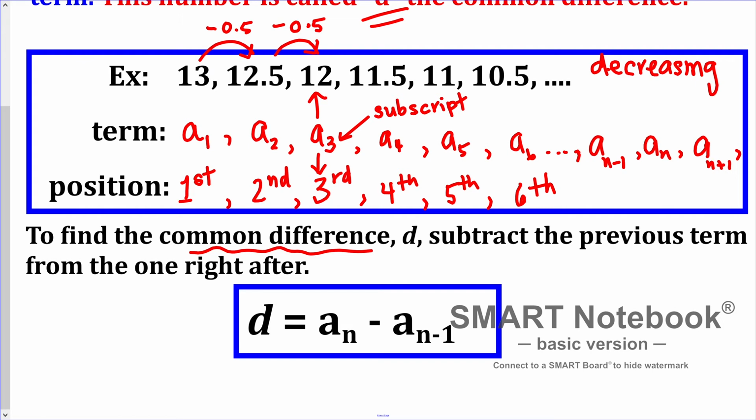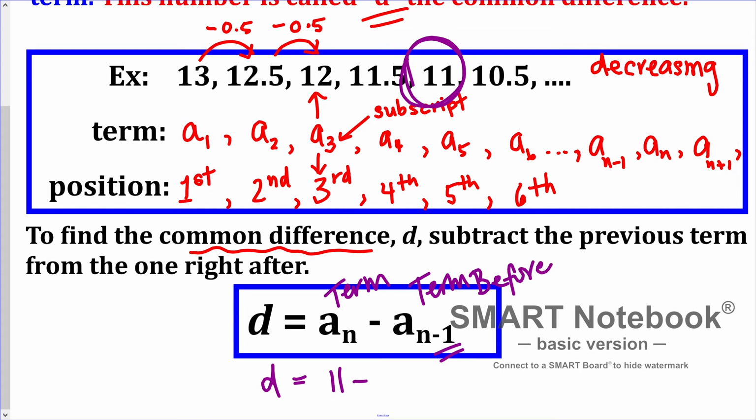So let's say I'm going to take 11, all right? I'm going to pick 11. So 11 is my AN. And then from that, I'm going to subtract the AN minus 1. That means I'm taking the one before it. So if this is my term, this is the term before in the list. So the one before 11 is 11.5. So I'm going to subtract 11.5 from it. And when I do that, I get negative 0.5.